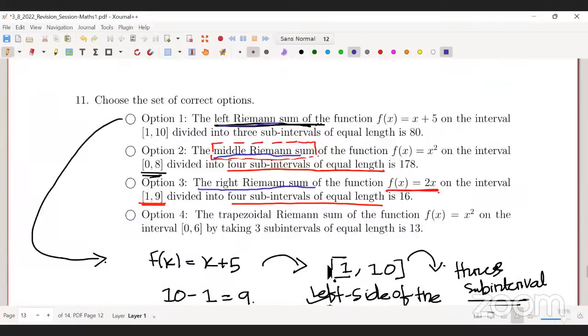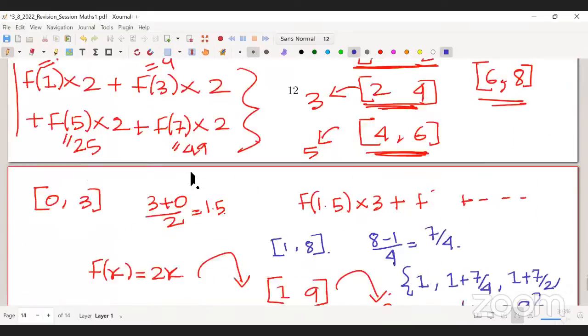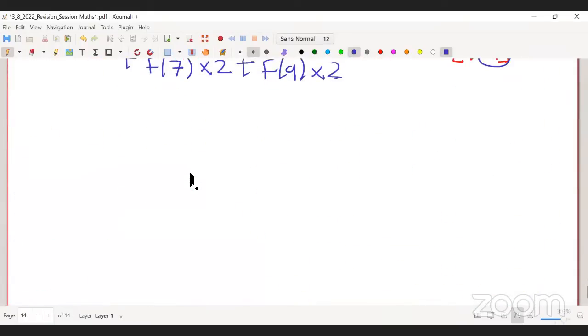Okay, so the next question is option 4. Here you have a function f of x equal to x square, defined on the interval 0 to 6, and you need to divide this interval into 3 sub-intervals of equal length. This is the function, and this is the condition on the interval. Using this, you need to find the trapezoidal Riemann sum.